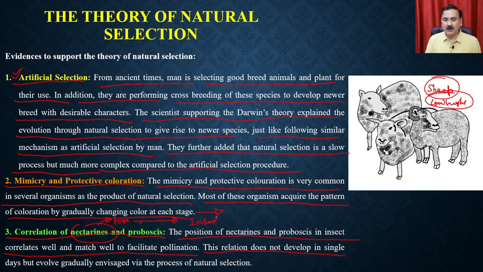And that's why you have a very set pair of flowers and a very set pair of insects, and this proboscis and nectarine combination match with each other. That does not happen in a single day. It happens because there is natural selection. These insects will come and take the nutrition, the nectar, from these nectarines, and that's how they will do the pollination for these plants.